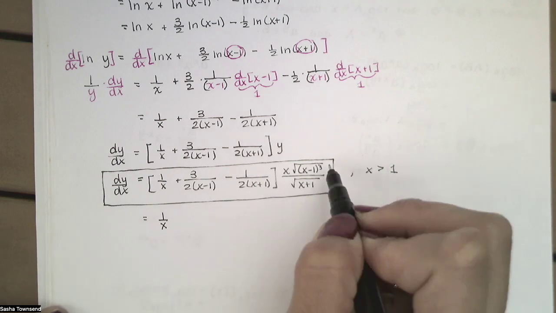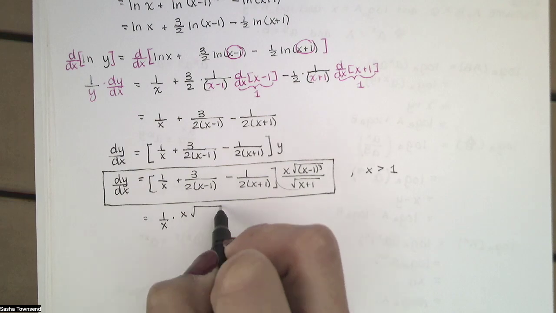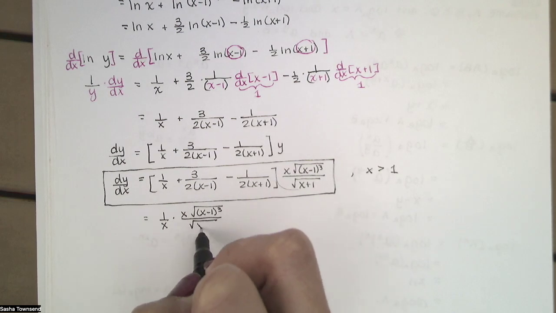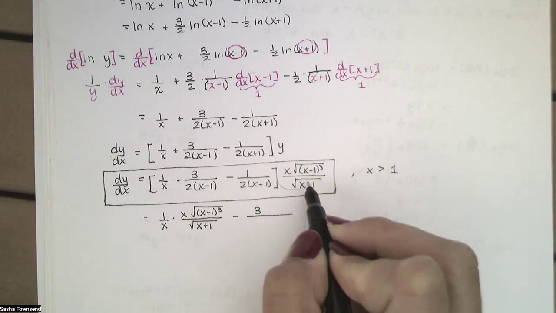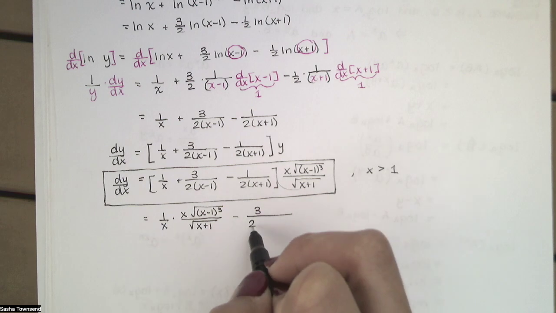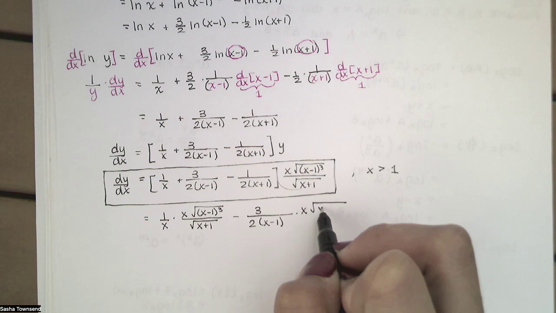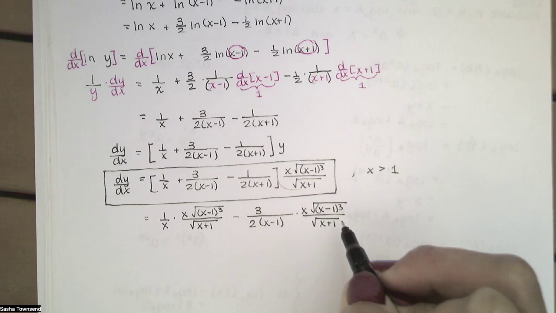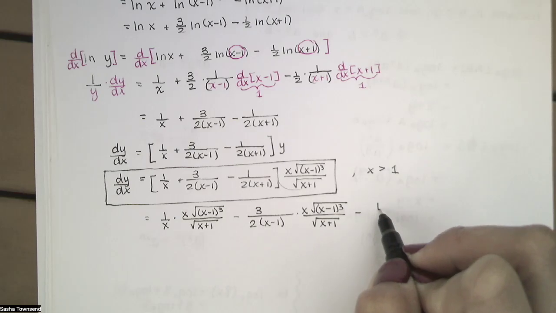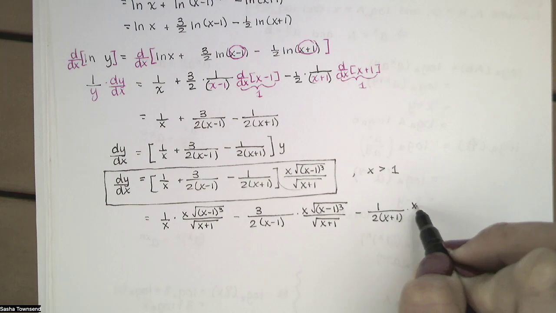Well, if we distribute this to this 1 over x, got that. And then here, if I distribute that expression to the 3 over 2 times x minus 1, we get an x times the square root of x minus 1 cubed divided by the square root of x plus 1. And then on the last one, we'd have negative 1 divided by 2 times x plus 1 times our y.